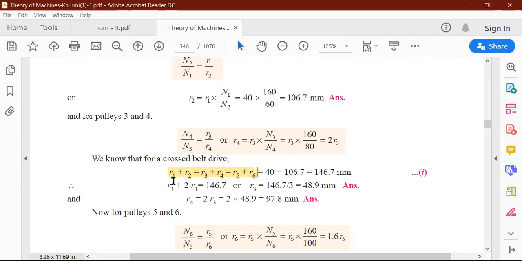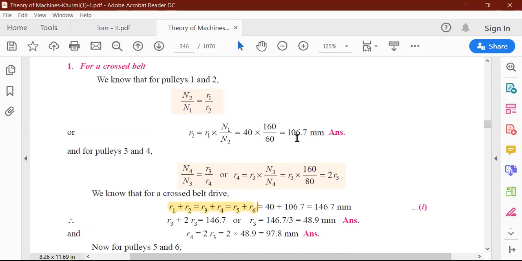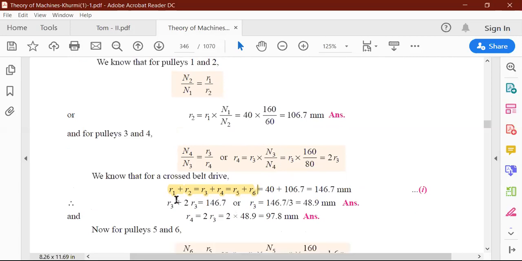146.7. That is, we know R1 is 40 mm, and R2 we already calculated, that is 106.7 mm. So the summation R1 plus R2 gives 146.7 mm. Now how is this condition helpful for us? This 146.7 mm value is the same value as R3 plus R4. The summation of R3 plus R4 is also 146.7, and R5 plus R6 also has summation 146.7 mm. So these unknown terms can be calculated by this condition.